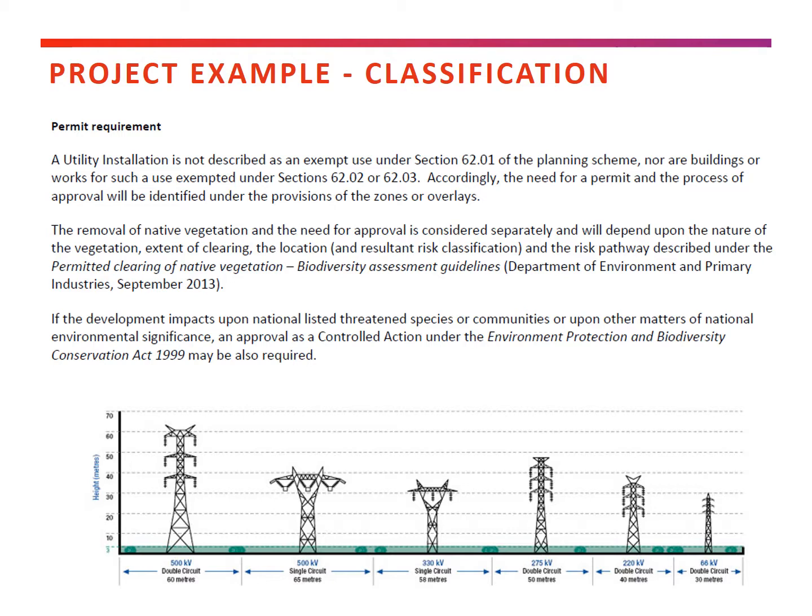So the risk pathway that was described under the permitted clearing of native vegetation biodiversity assessment guidelines, under both state and federal legislation, both needed to be considered. Given it was such a big area, there would have been species listed both under state legislation and under federal legislation that would have needed to be dealt with.